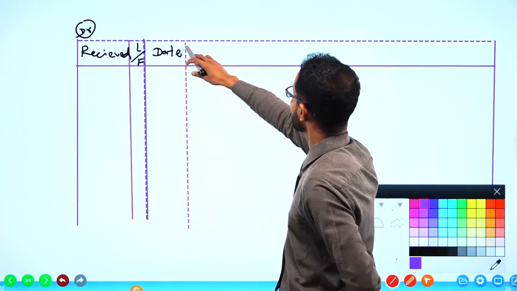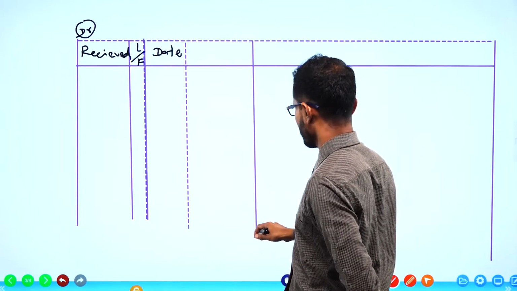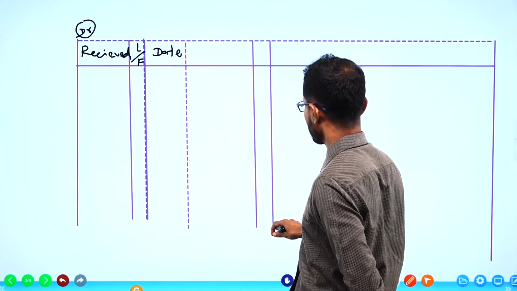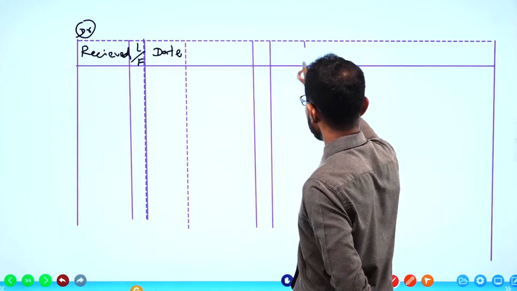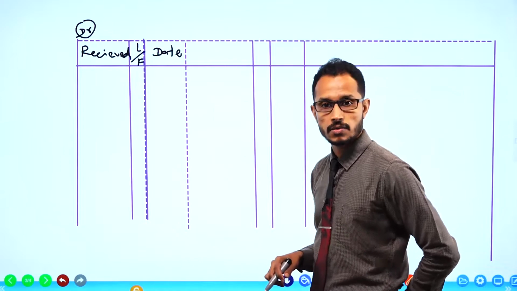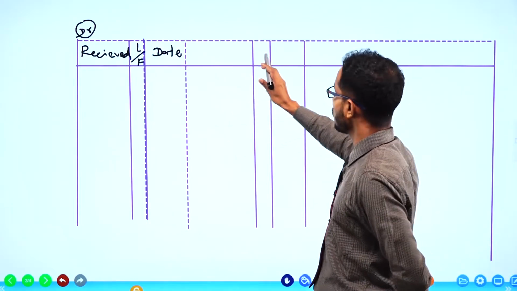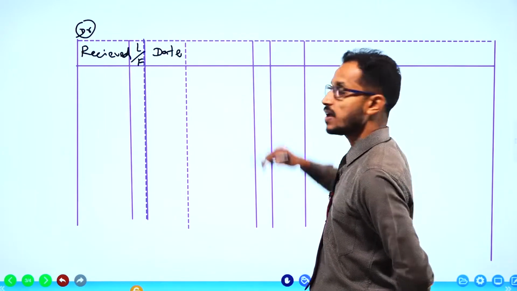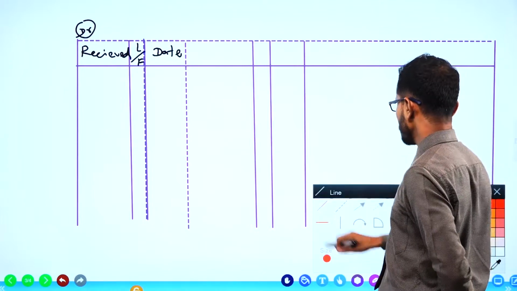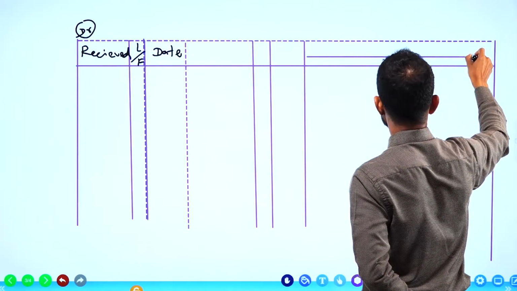Then we should divide the description column, voucher number, and payments column. Right? Description, voucher number, and payments column. From here onwards, we should have the analysis columns.